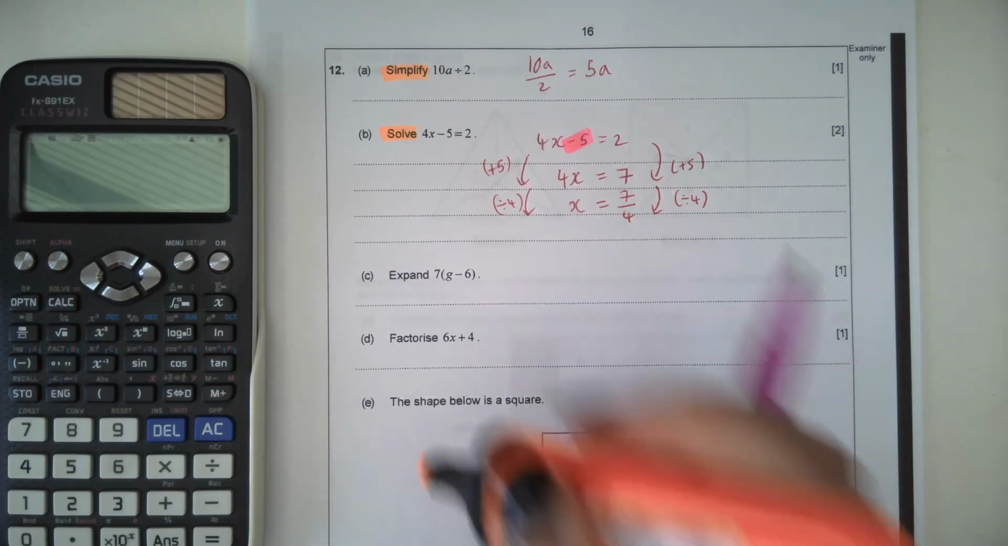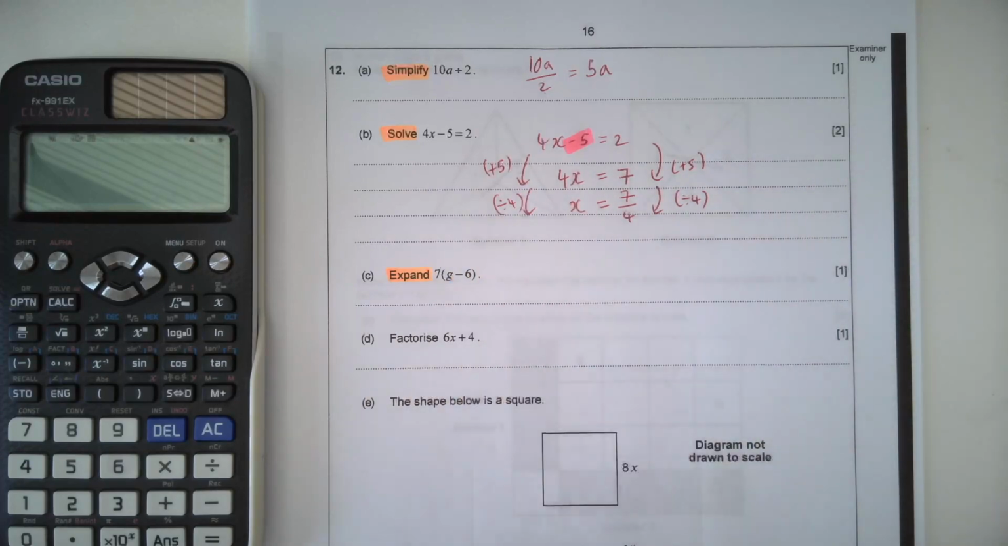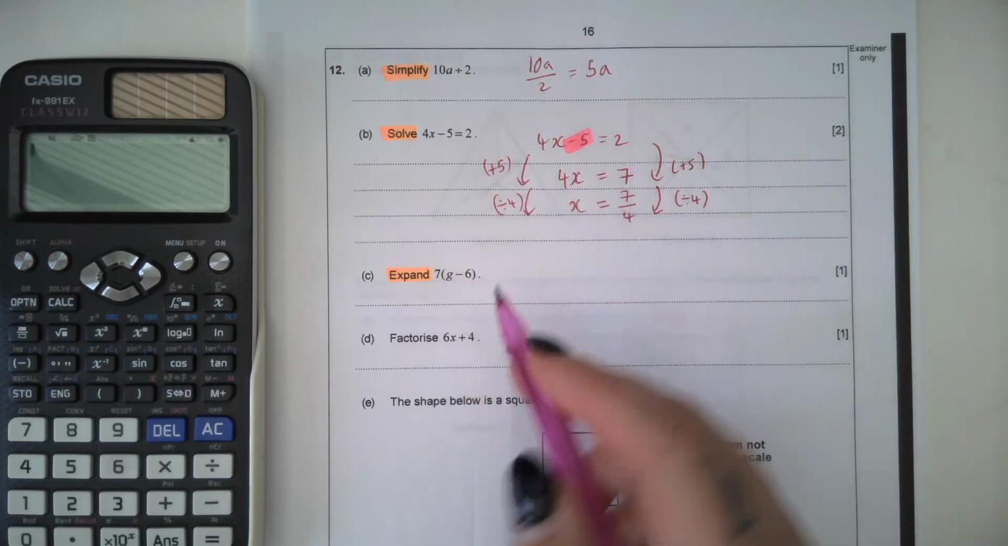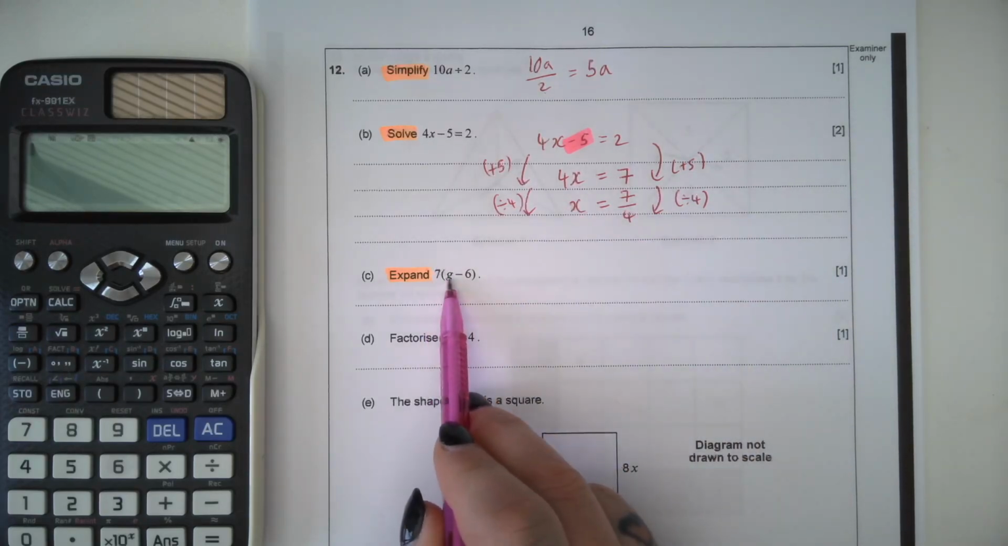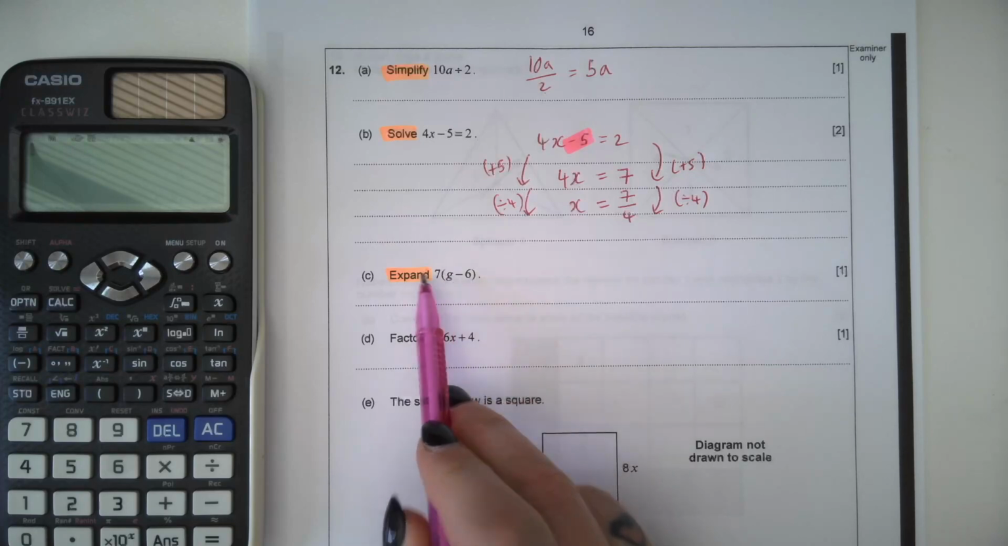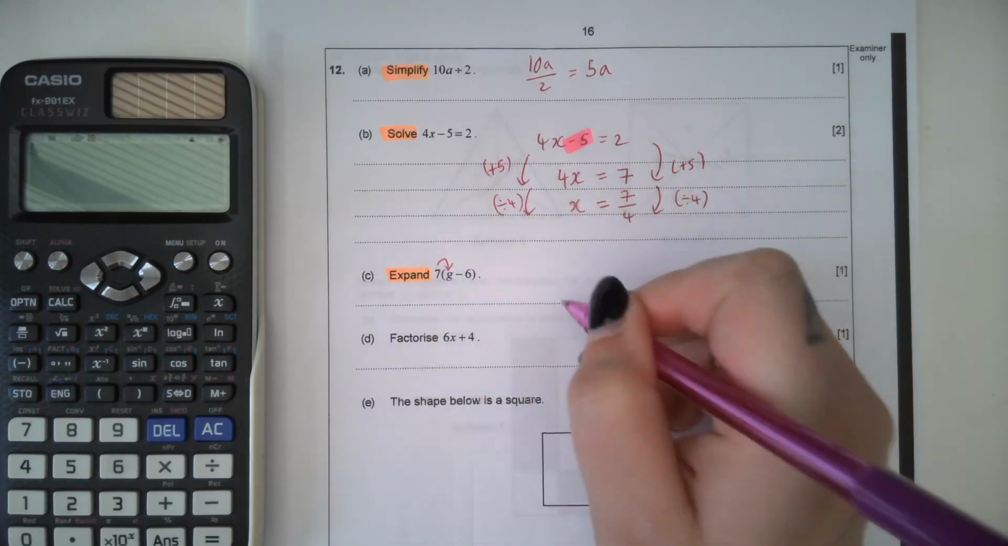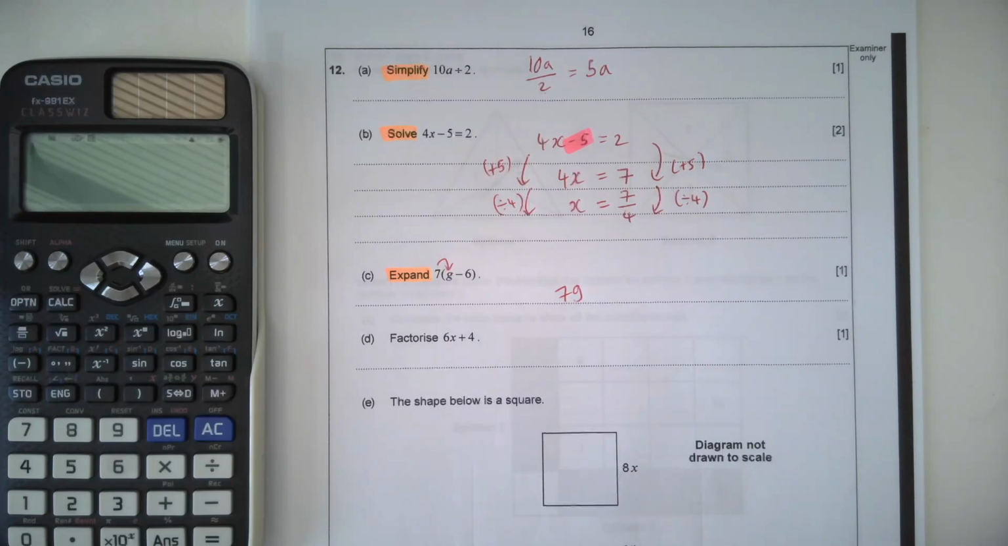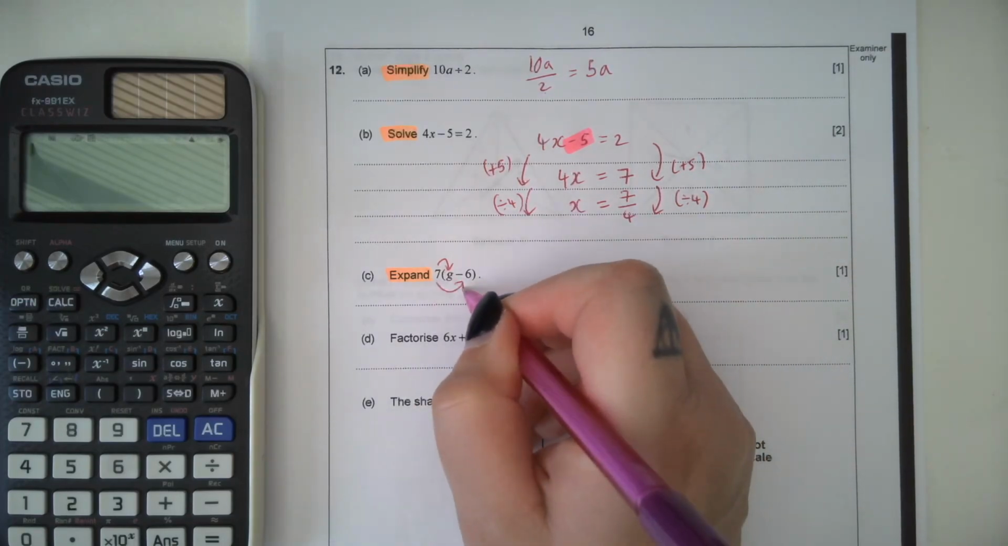Part C, expand 7 multiplied by (G subtract 6). Okay, a couple of different ways you can do this, but you just need to make sure that what's on the outside gets multiplied by everything on the inside. So the first thing I'm going to do is 7 times G, which I write as 7G. And then I'm going to do 7 times negative 6.